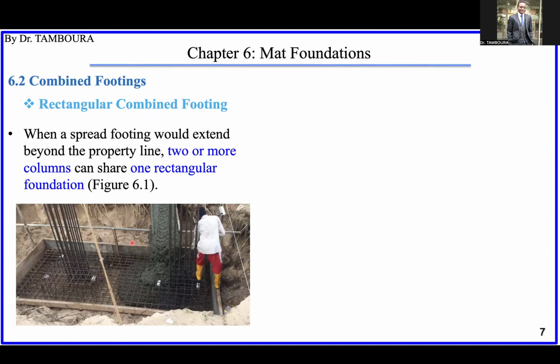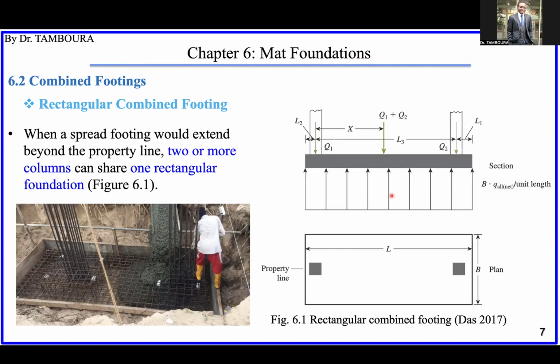It doesn't always have to be a rectangular combined foundation, but sometimes it can also be a strap combined footing. Okay, so this is the rectangular one, and if we go for a schematic view, we will have something like this. This is a vertical section of the foundation. So you can see one column, another one here, two columns coming onto the one foundation.